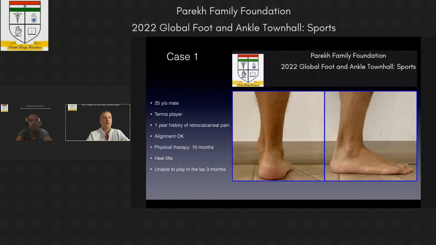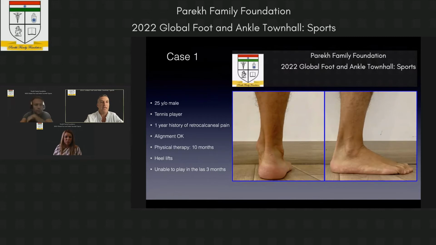This is a 25-year-old man with a history of 1 year of retrocalcaneal right foot pain. He plays tennis professionally and was diagnosed with an insertional Achilles tendonitis. The physical exam shows a well-aligned foot, tenderness at the posterior heel, and mild thickening of the Achilles tendon. In the last 10 months, the patient has been conservatively treated with shoe gear modification, eccentric exercises, and heel lifts. The patient remains symptomatic, and in the last 3 months, he's unable to perform sports activities.